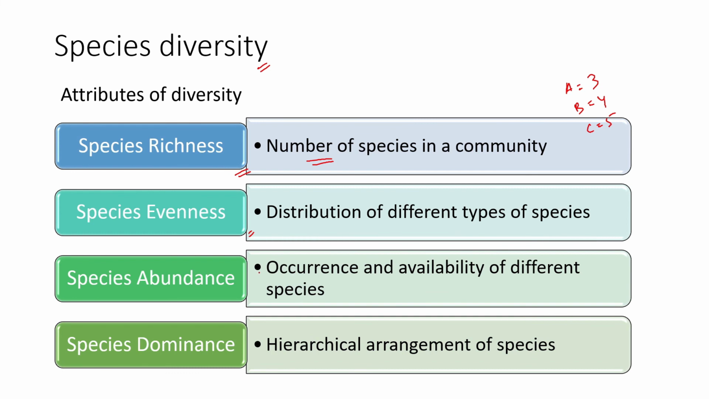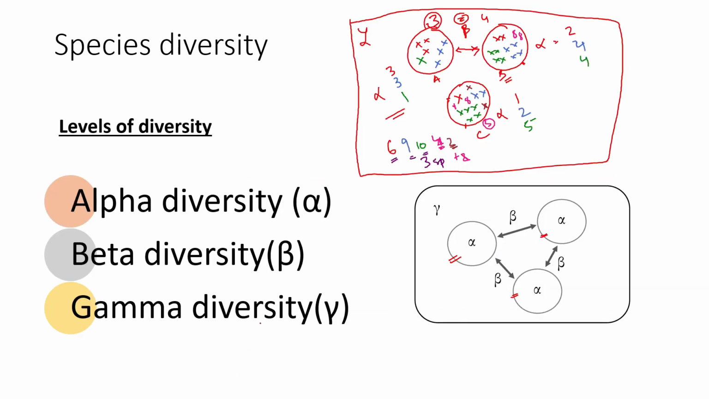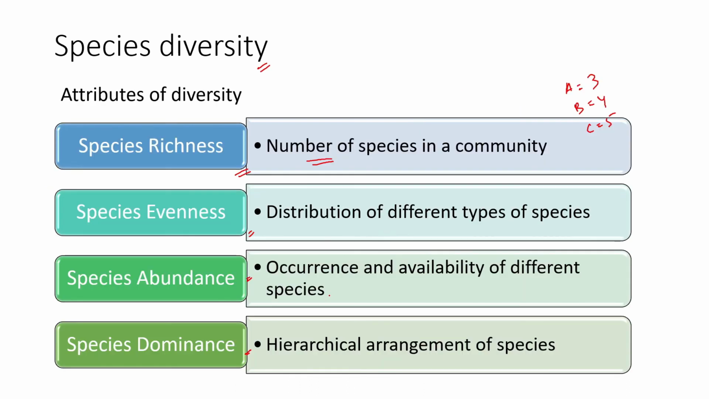Species abundance again talks about the occurrence and availability of a particular species at a particular time or equivalent period. Dominance talks about how a species has a higher number, or a hierarchical system. Here you can see which species is dominant in C. Obviously the green species is dominant because it has 5 individuals. The red is rare because it is only one individual. So these are the attributes of species diversity, and all of these combine together to give an idea about species diversity.